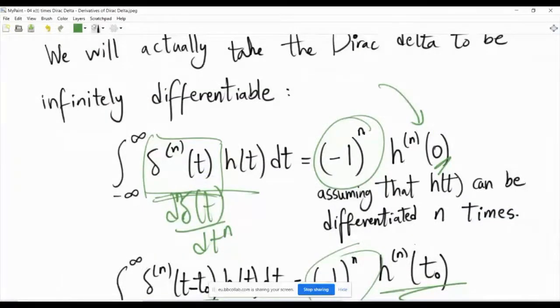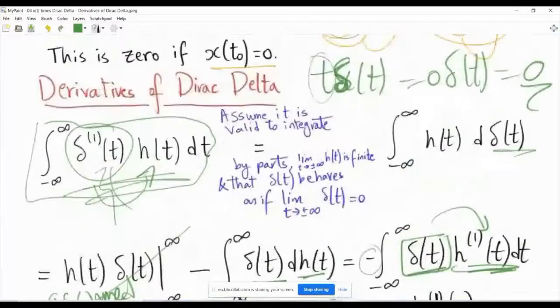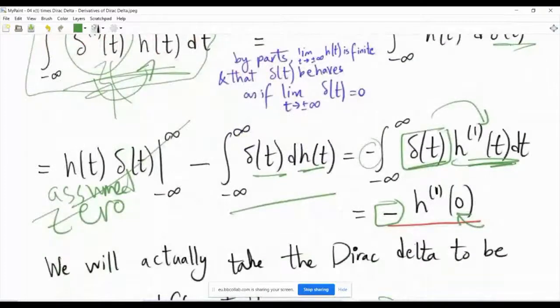No, it's not needed. For h of 0 to be 0 is not needed. Basically, what you need from h of t is that it's behaving gently at plus or minus infinity, so that you can justify basically setting this guy equal to 0. But h of 0 itself can be any value.